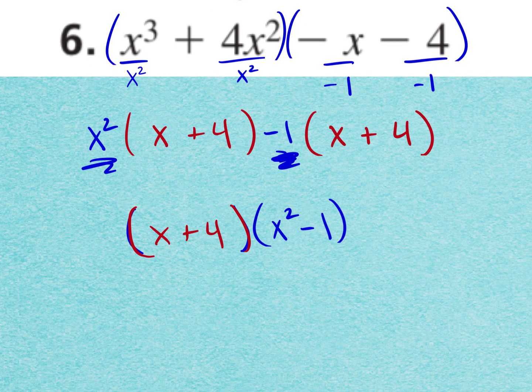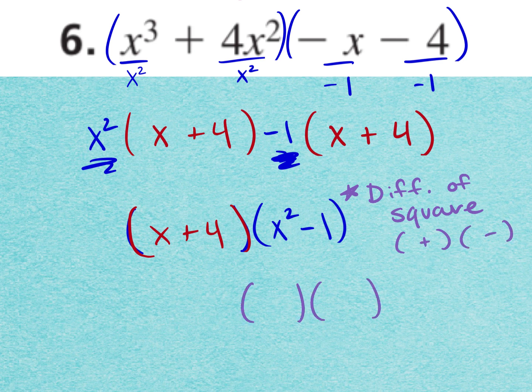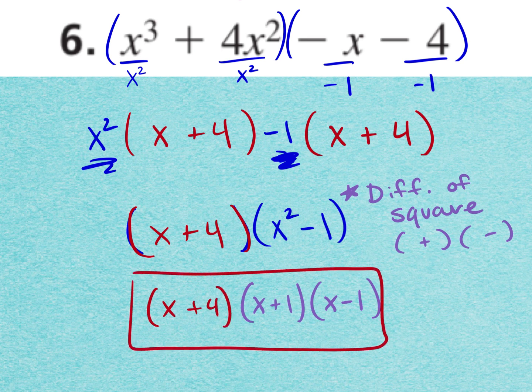Am I done here? Can I factor any more? How? X squared minus 1 is special because it's the difference of squares. 1 is a perfect square. So remember, it factors into a plus and a minus. So, awesome. X plus 1 and x minus 1. And then we can't forget about that x plus 4 in the beginning. So this would be our answer.